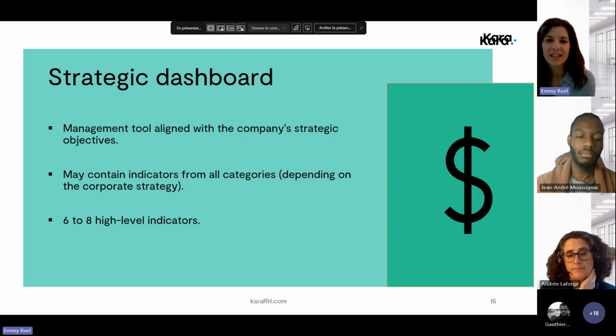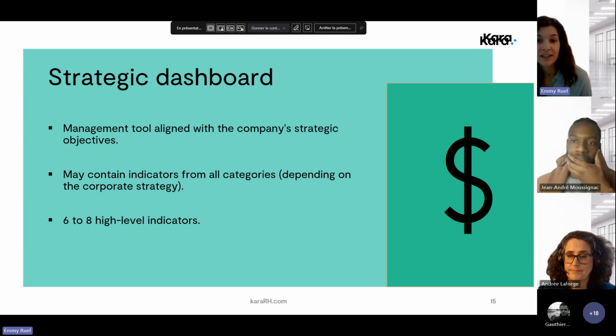And last but not least, it is the strategic HR dashboard. So this one is directly aligned with your organization's strategic objectives. And it links the HR performance indicators to the other management indicators. So it helps HR management and senior executives to make optimal decisions related to their talent.